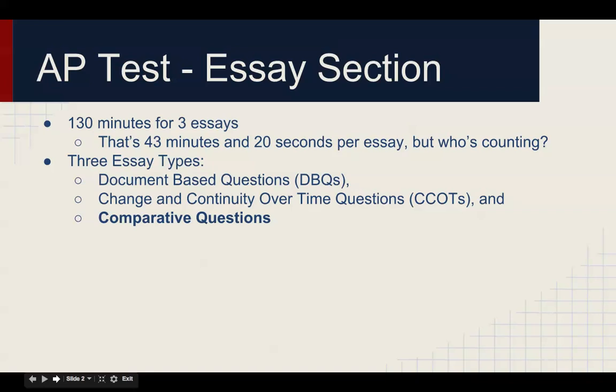So quick review, the AP test essay section. You'll have 130 minutes to write 3 essays. The document-based question will have one option, and the other 2 will have multiple options, and you'll choose one from each. That means you have about 43 minutes and 20 seconds per essay. There are 3 types, like I said: document-based questions, where you'll get documents; change and continuity over time questions; and the ones we're focused on today, which are comparative questions. Why are we focusing on comparative questions? Because at the end of our lesson today, you will see your first test essay.